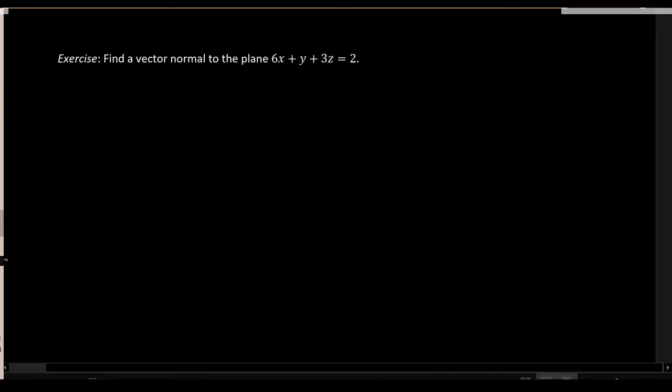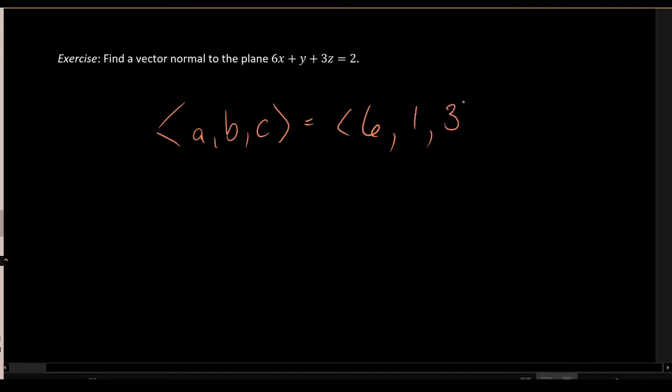All you have to do to find a vector normal to the plane is look at the equation, read the coefficients of x, y, and z, and use those coefficients to fill in the components of your normal vector. So the normal vector here would be the vector ABC, where the coefficient of x is positive 6, the coefficient of y is 1, and the coefficient of z is positive 3. You're done. That's it. This vector is normal to the given plane.